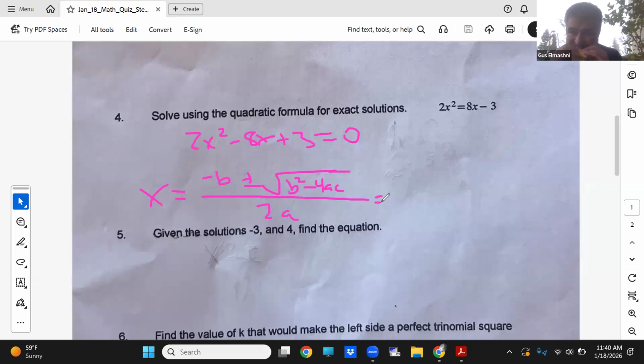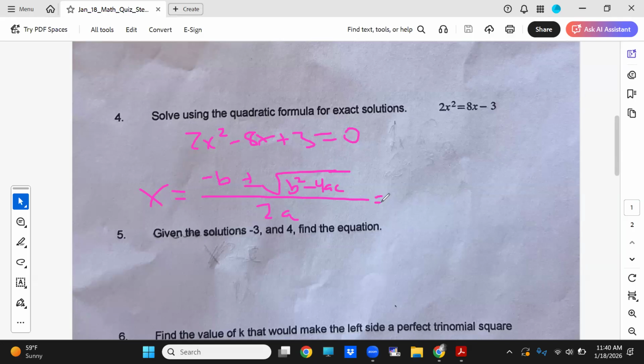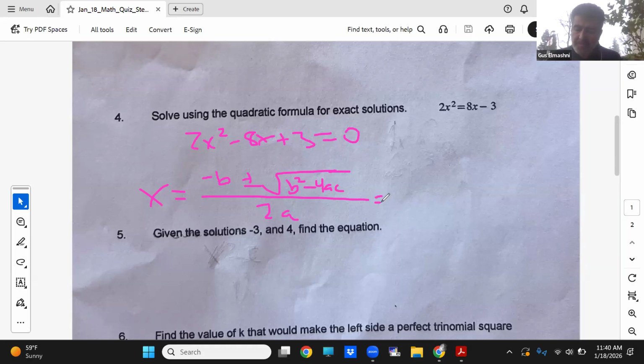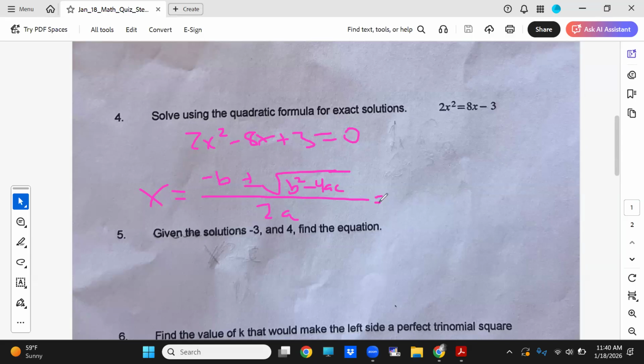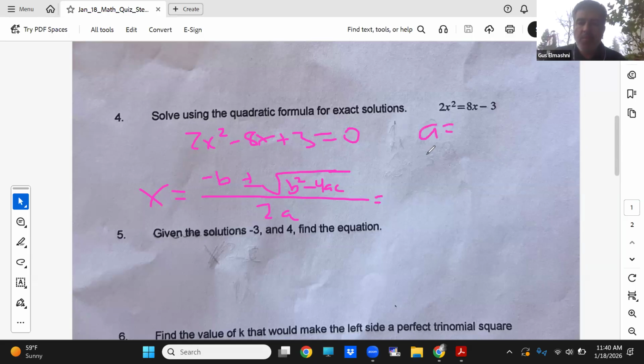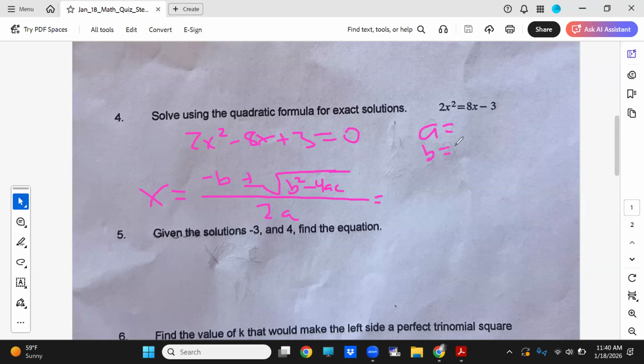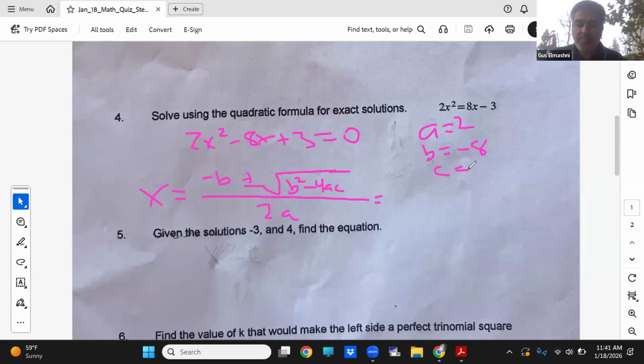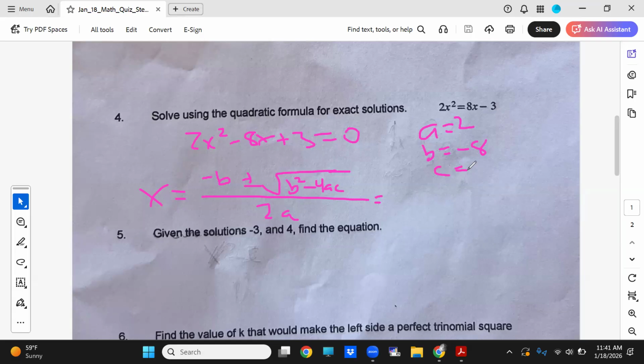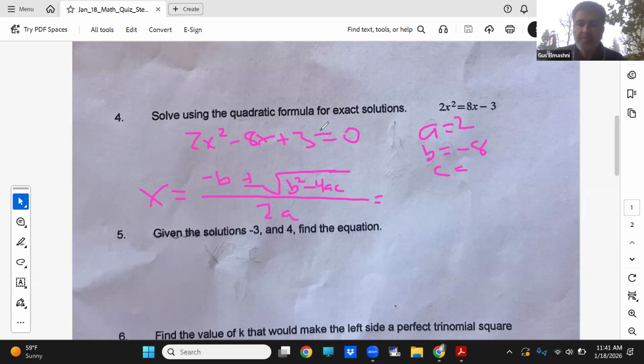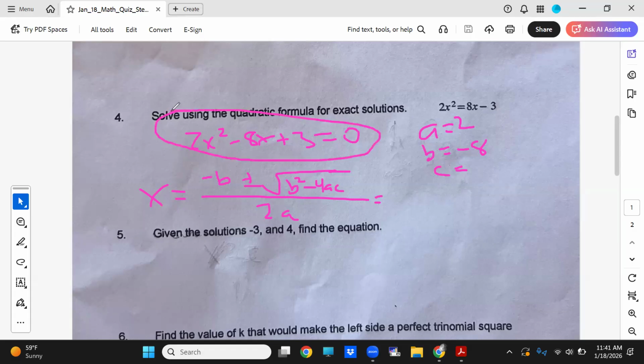What's your A value here? Oh, my A value is 3. Wait, what? 2. Your B value? -1. Nope. Look at the equation again. Oh, it's -8. And C? What's C? Oh, C's -3. No, wait, I just said that for the other one. It's 2 and C is a third.